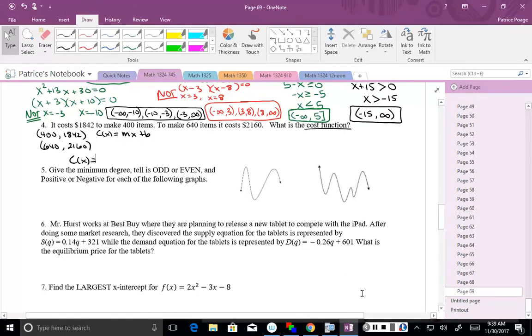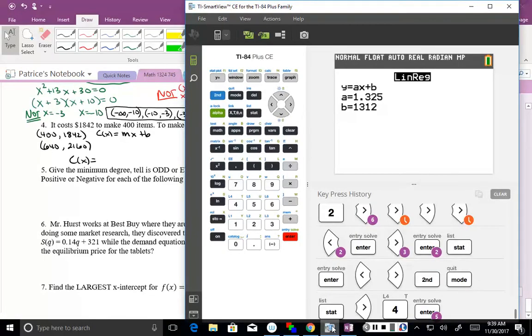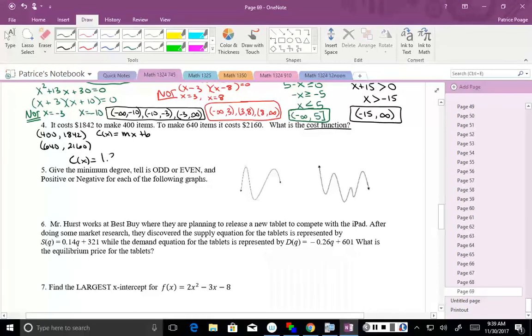Why'd it go away? 1.325x plus 1312. Oops, that's not looking good. So that's what I would do. I'd use my calculator in my list and do it.